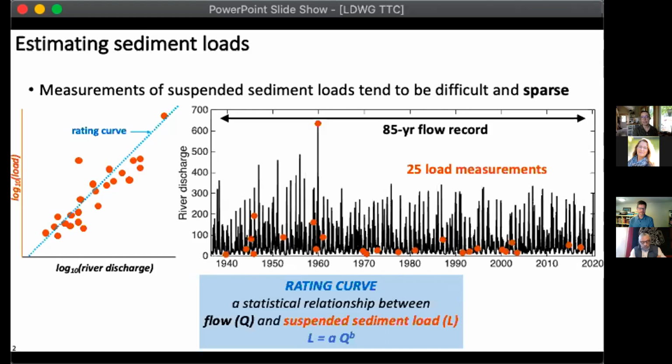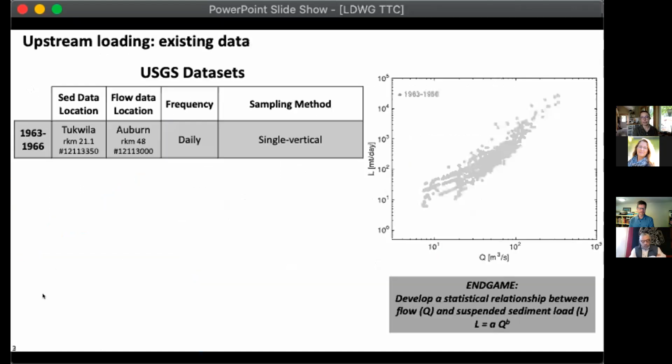So what data is available for the Duwamish? There are actually 3 data sets from the USGS. The first was from 1963 to 1966 at Tukwila, where they did daily measurements and estimated the load from a single vertical measurement in the center of the channel.